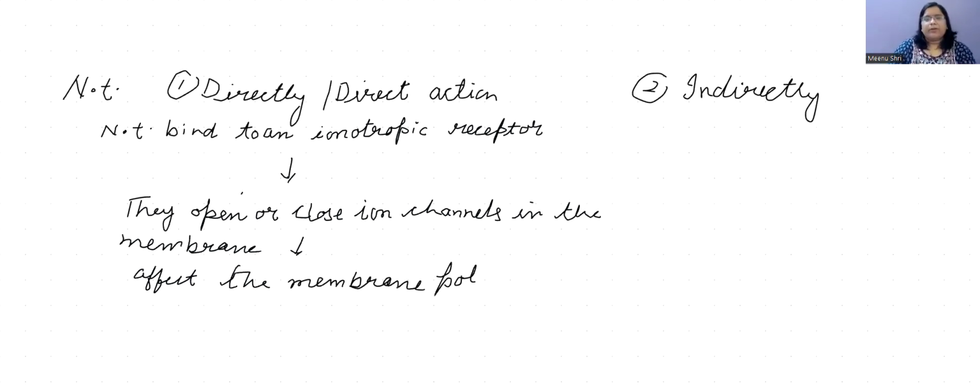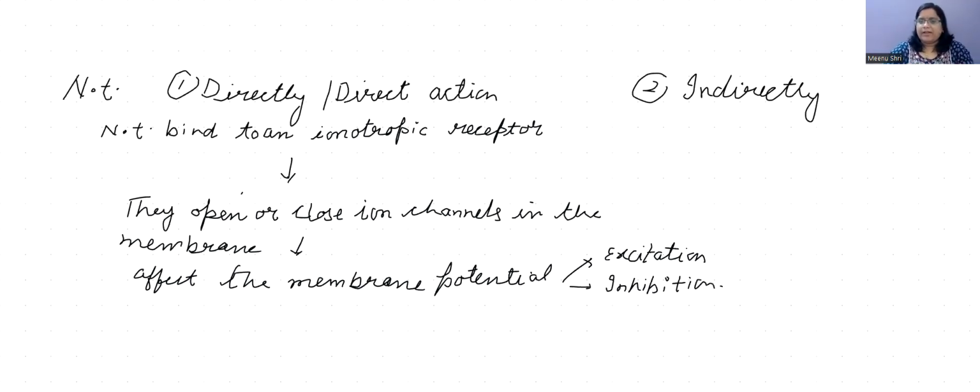And as the membrane potential changes, what happens? Either excitation or inhibition takes place. Now I will draw the diagram.